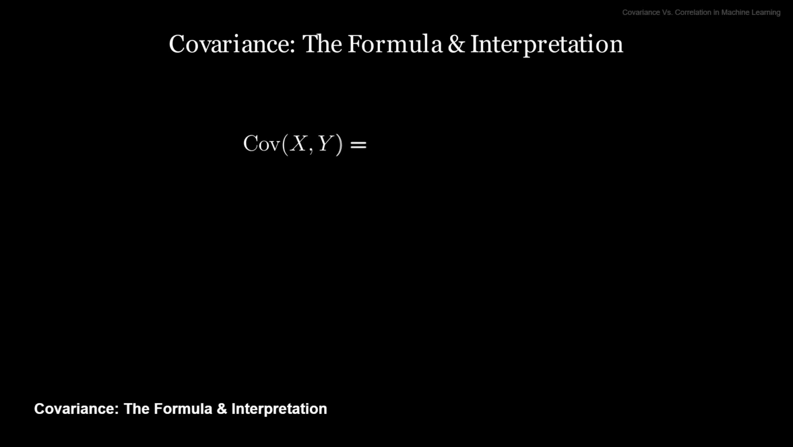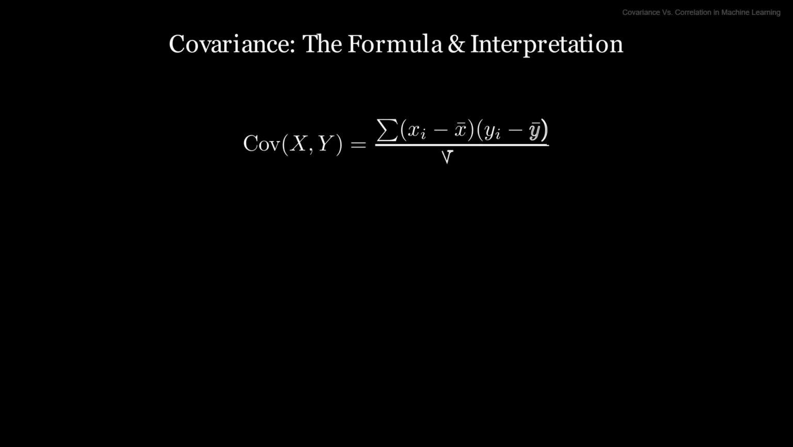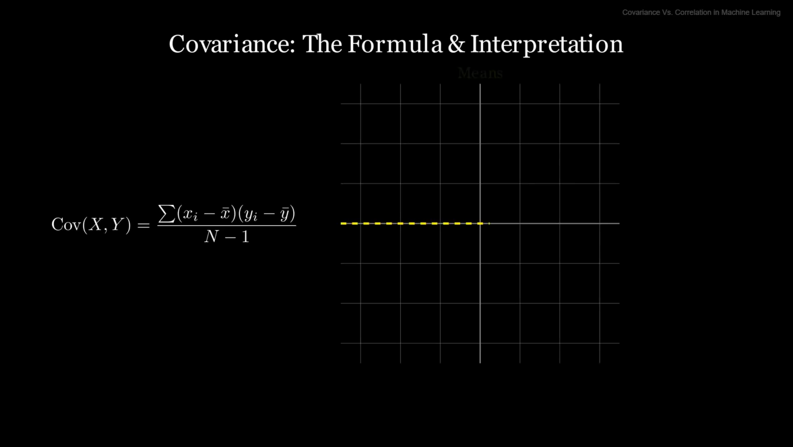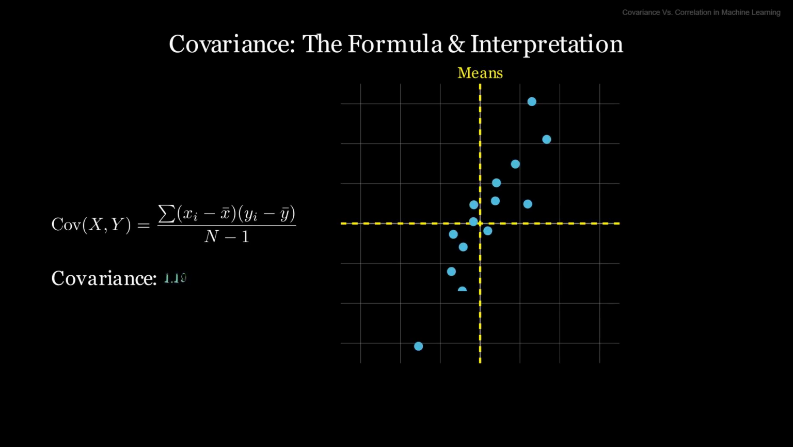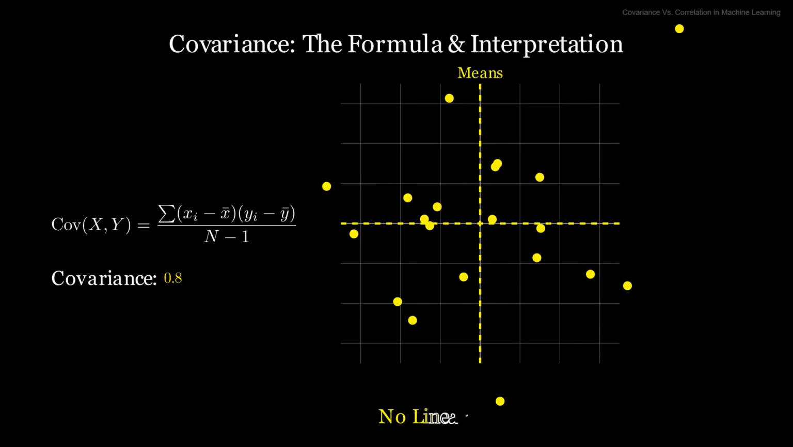The formula for covariance involves summing the products of the deviations of each point from its respective mean, then dividing by n-1. If both x and y are above or below their means, the product is positive, contributing to positive covariance. If one is above and the other below, the product is negative. A positive covariance indicates a positive relationship, a negative value indicates a negative relationship, and a covariance near zero suggests no linear relationship. The larger the absolute value, the stronger the linear relationship in that direction.